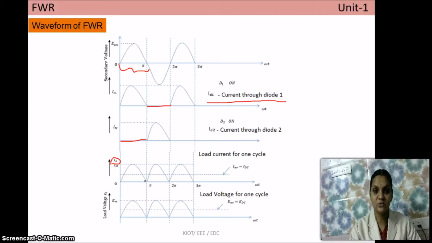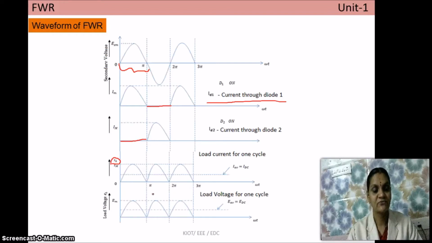So we need to filter out the unwanted AC component, which is called ripple. That is possible with the use of a capacitor at the output of the rectifier. In order to get a constant value of DC current or voltage, we need to calculate the average value. For finding the average value, we have to use integration, so that for the entire cycle we are able to get one average value of current or voltage, whatever it may be.